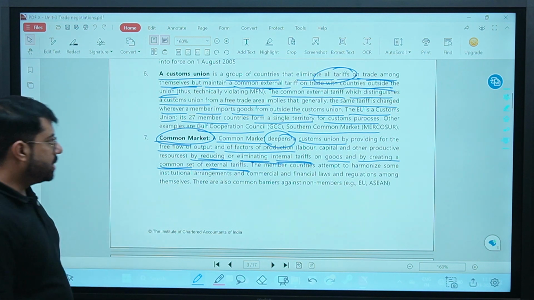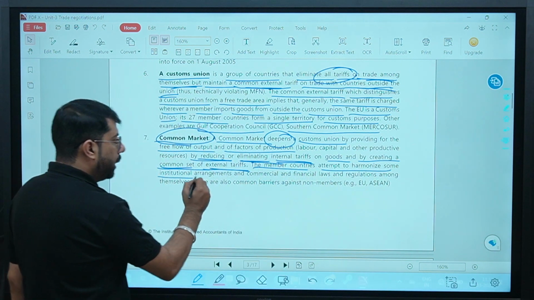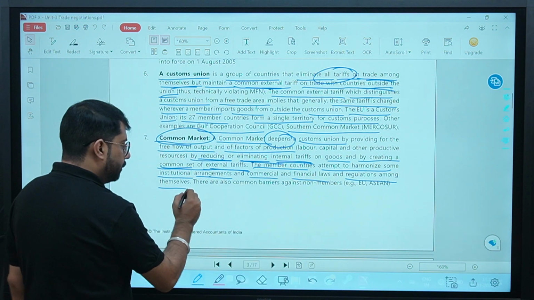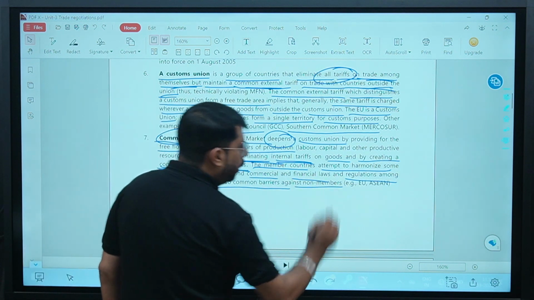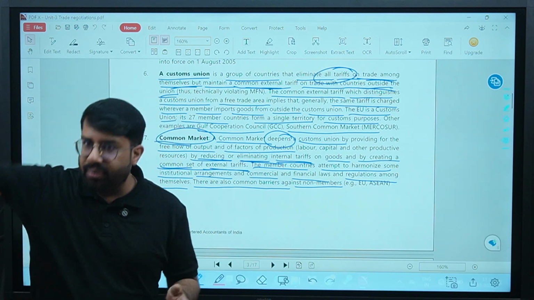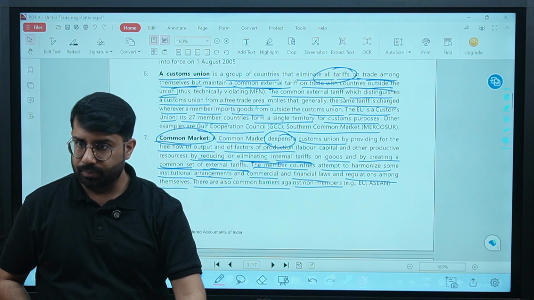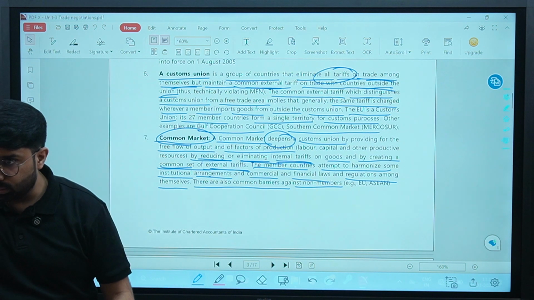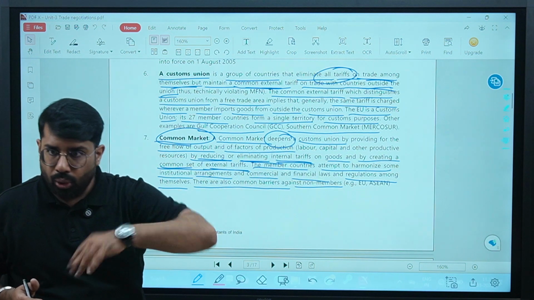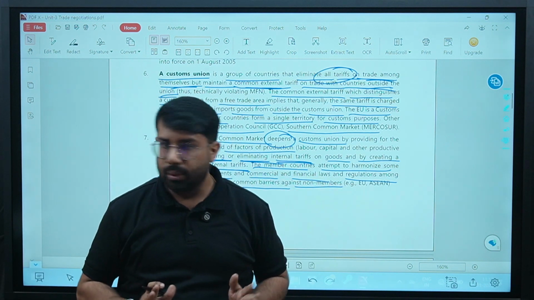That is common market. It says the member countries attempt to harmonize some institutional arrangements and commercial and financial laws and regulations among themselves. There are also common barriers against the non-members. It means together we will decide that when we trade with the non-members, what barriers we will impose. That will be common for all of us. Are you clear? Customs union, free inflow. Common market, free outflow. Are we clear?